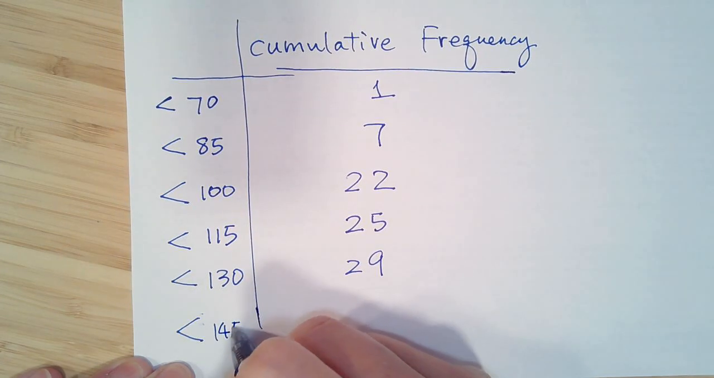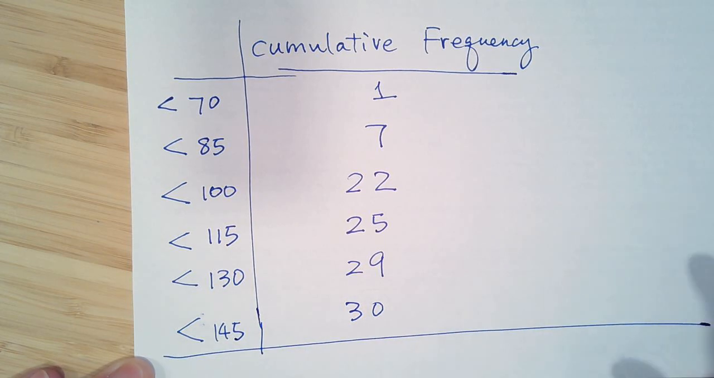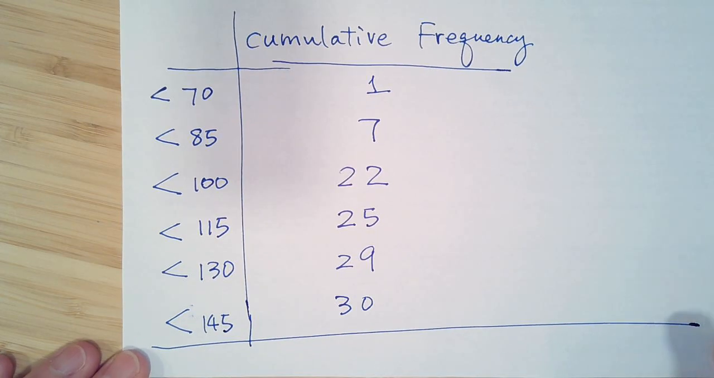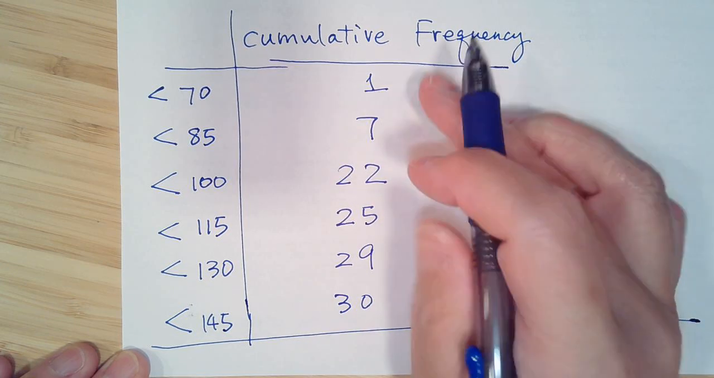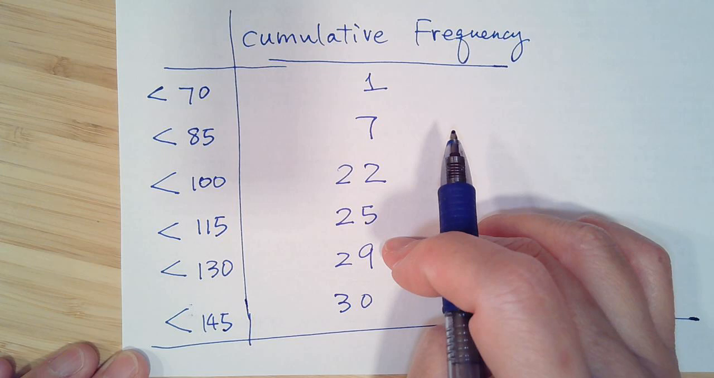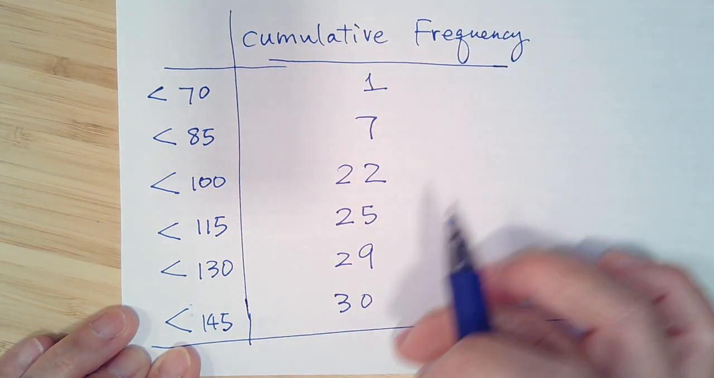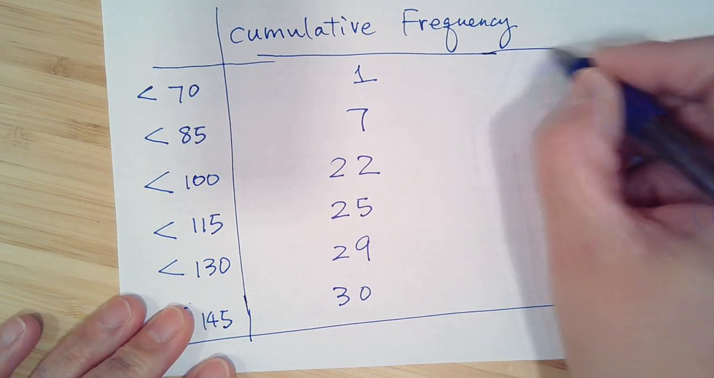For cumulative frequency, you don't need to add a total because you count so many. Let's see this one. This one is part of this 7. It's part of this 22. It's part of this 25. So it doesn't make any sense to add those cumulative frequencies together. Just list that. And also the last number in your cumulative frequency should be the same as the grand total.